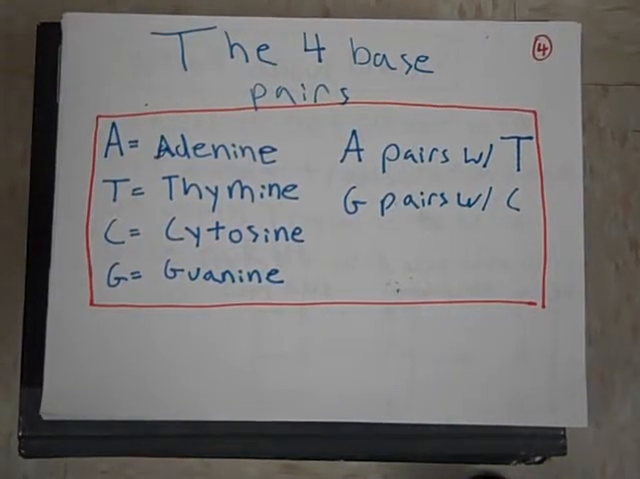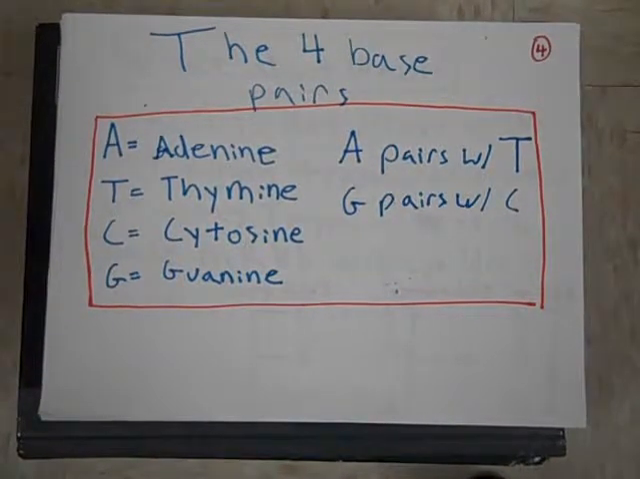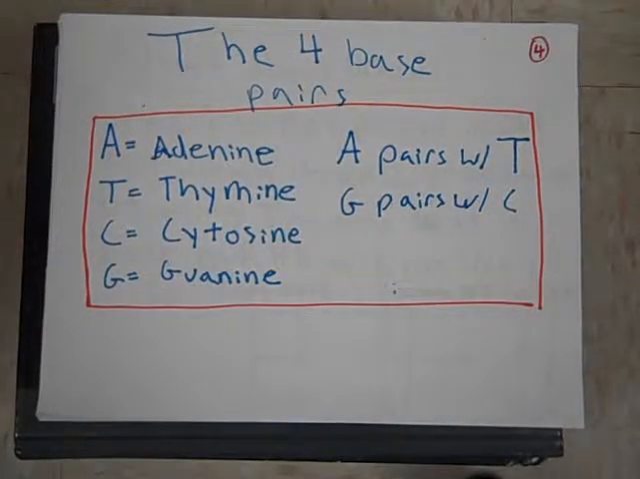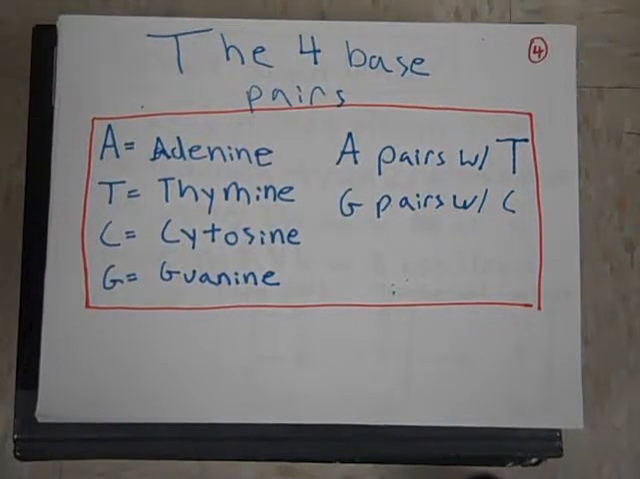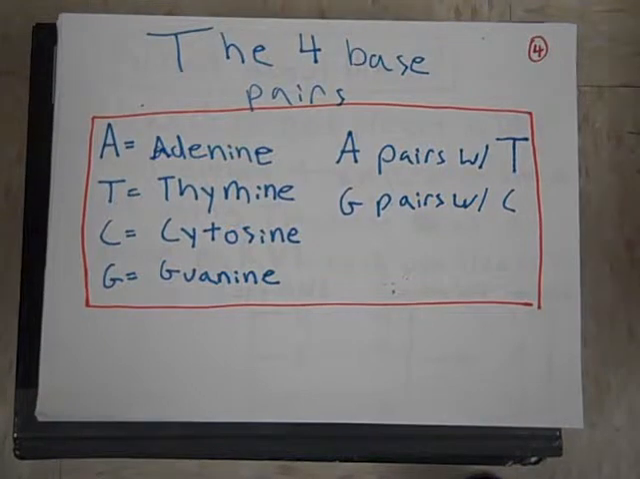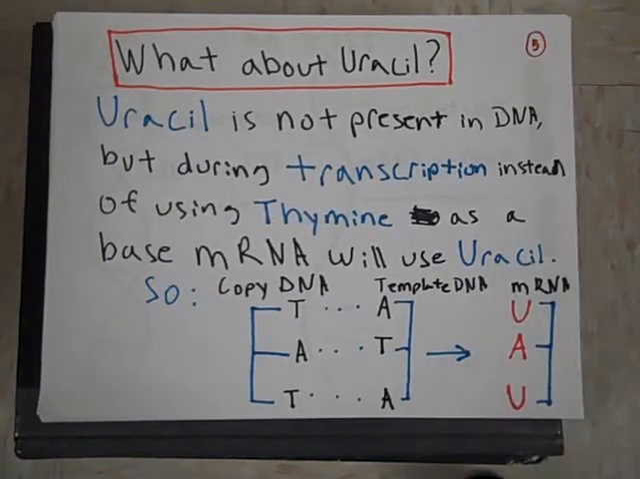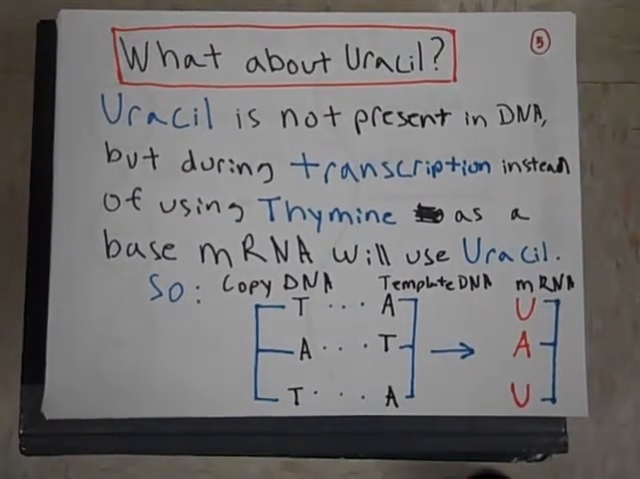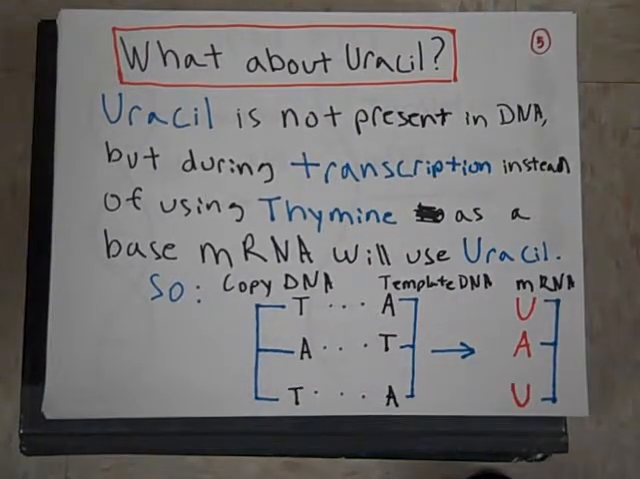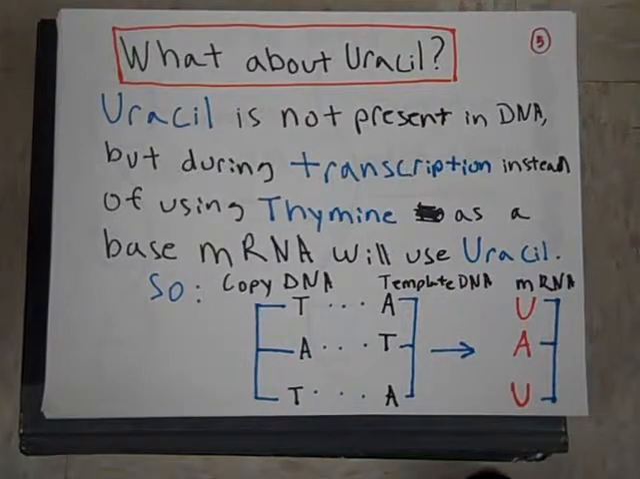In a DNA strand, the standard base pairs are adenine, A, and thymine, T, cytosine, C, and guanine, G. The base U is not present in DNA, but while a strand of DNA is being transcribed, the mRNA strand will have uracil in the sequence as the corresponding base to adenine.